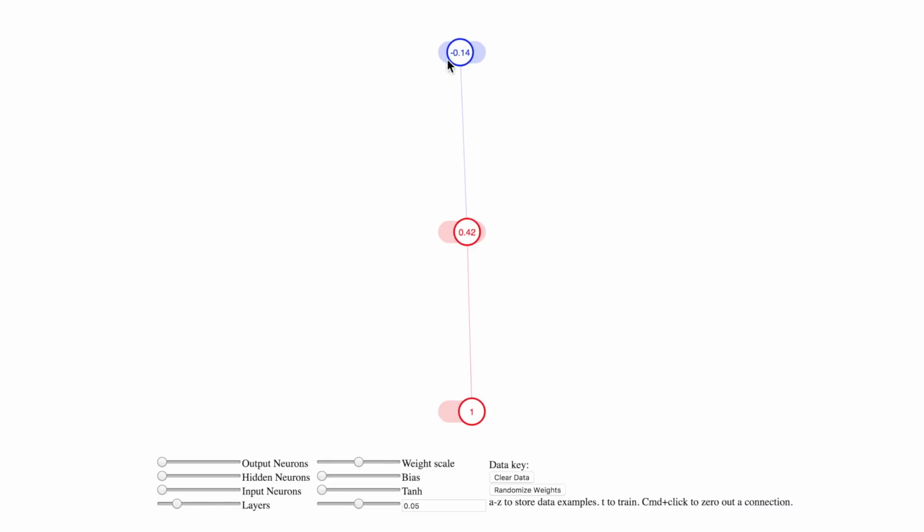So to make this output more negative, well, we have a positive input. So I should make the weight more negative, right? Like a positive times an even more negative number will make this output more negative. But what else should I do? How should I change this neuron's value? Should I make this be negative? Well, think about it. I have a negative weight, and if I made this output get more and more negative, I'd have a negative times a negative, which would be a positive. And that's not what we want. We're trying to make this more negative.